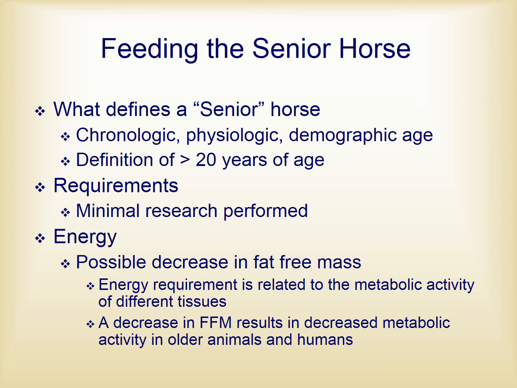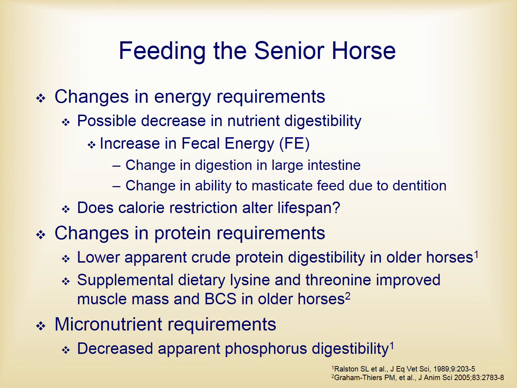When we think of energy and we think of older animals, and this is across species, older animals tend to have a decrease in fat-free mass. Another way of saying that is they have less muscle mass on their body. Energy requirements are related to the metabolic activity of different tissues, and that would include muscle. So it could be thought that because there's a lower muscle mass, the senior animal would require less energy. That tends to be the case in older animals and humans, but in horses it doesn't seem to be the case.